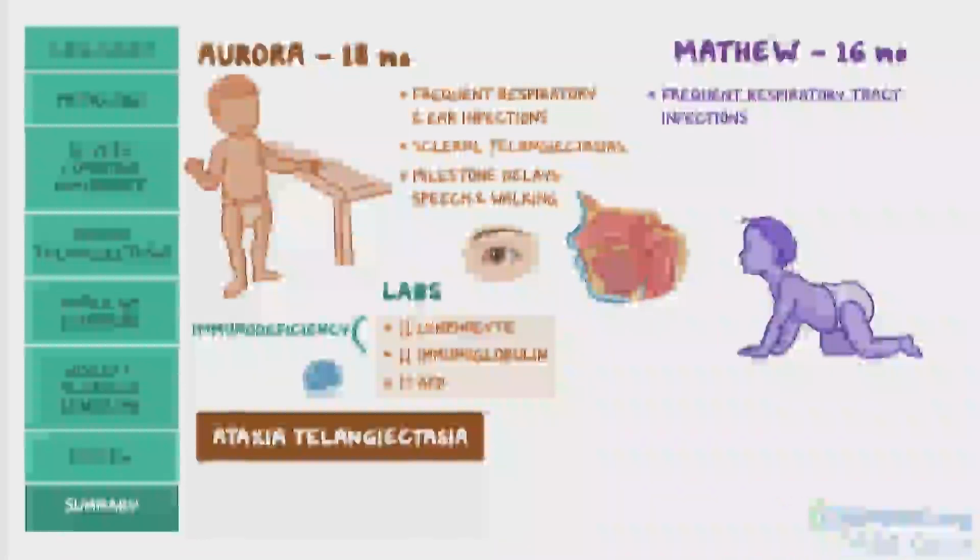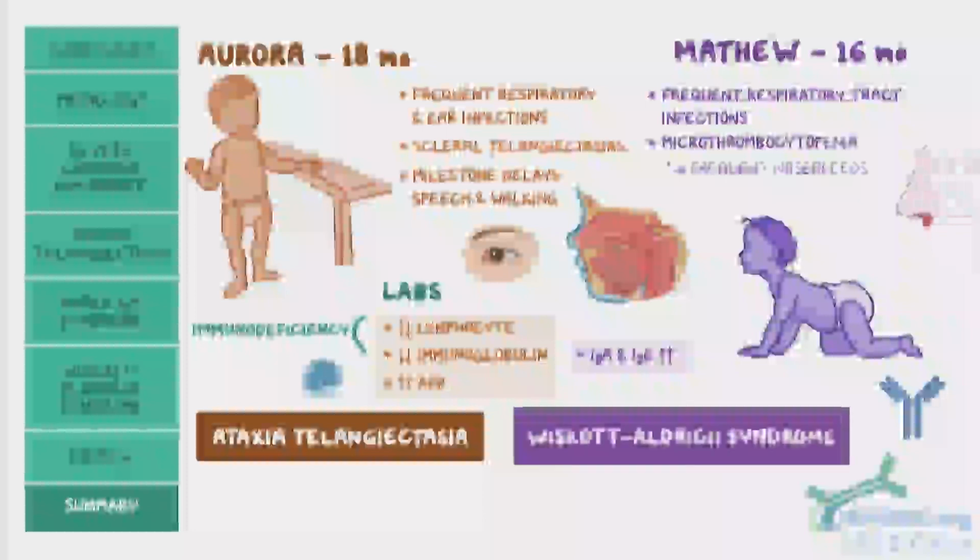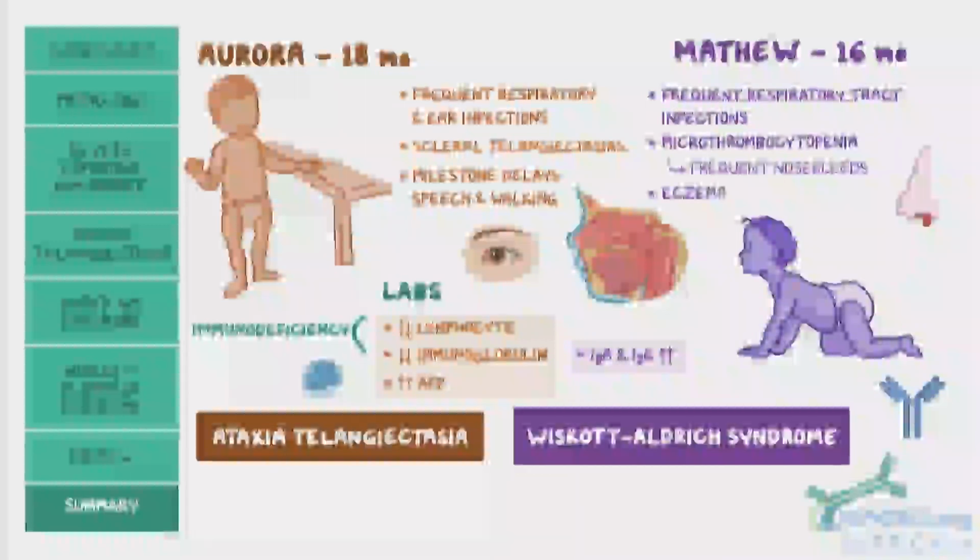On the other hand, Matthew is a 16-month-old boy who also has frequent respiratory tract infections. Unlike Aurora, however, Matthew's laboratory results revealed high levels of IgA and IgE immunoglobulins. In addition, he has microthrombocytopenia, which is probably associated with his frequent nosebleeds. This already should make you suspect Wiskott-Aldrich syndrome. The final clue is the eczema, which completes the classic triad of symptoms. In both cases, genetic testing confirmed the suspected diagnosis, revealing mutations in the ATM and WAS gene respectively.